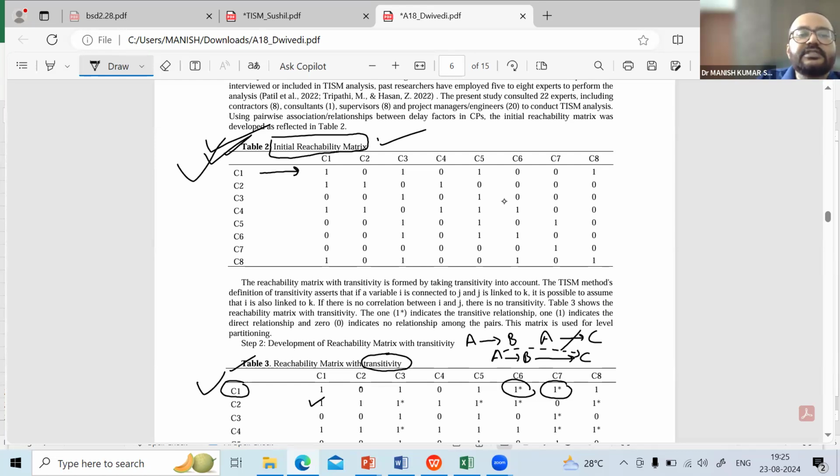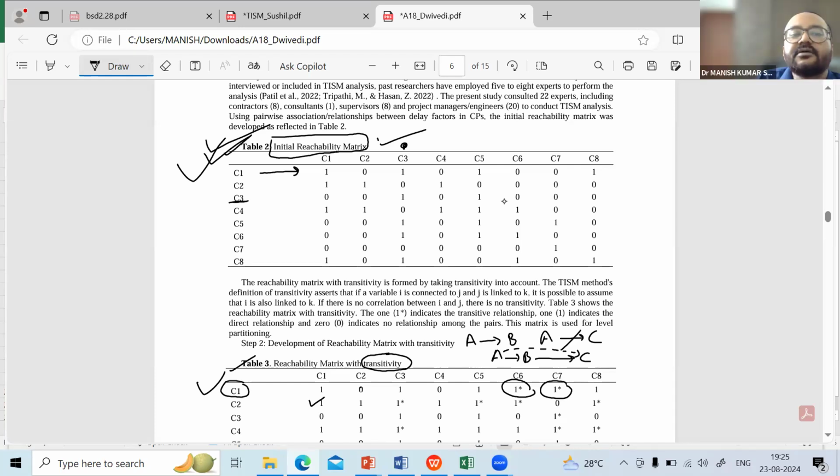C1 to C1, there is no need to check because it is not a direct relationship. C1 is impacting C2? No, so we don't need to do anything. Now C1 is impacting C3, right? So we'll go to C3 first. Where is C3? Here is C3. Now C3 is impacting whom?